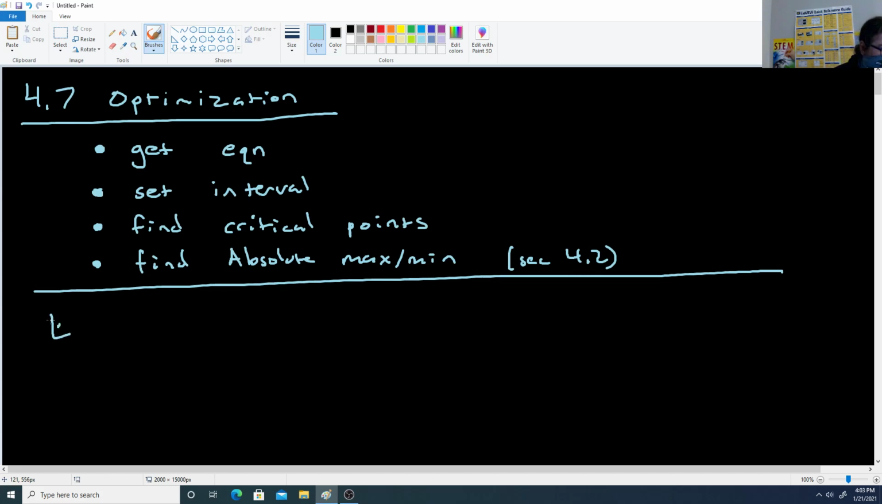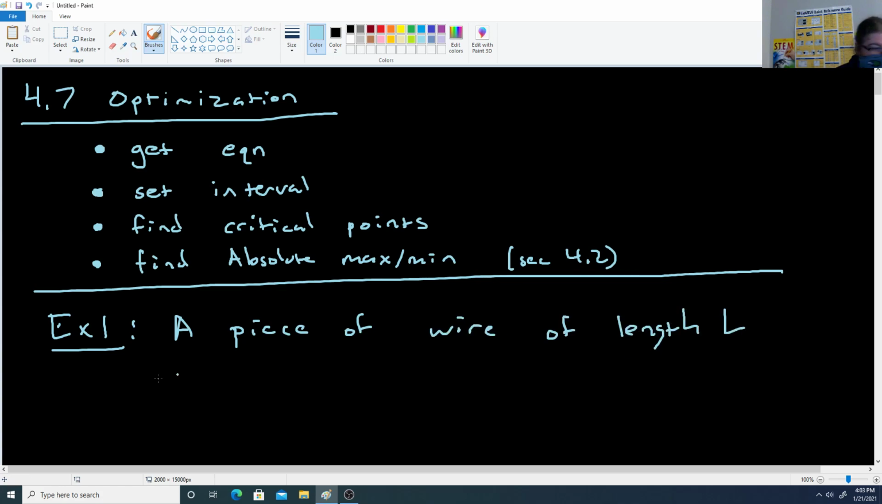So for example 1, we've got a piece of wire of length L that is bent into a rectangle. And we want to say what dimensions will produce the maximum area.